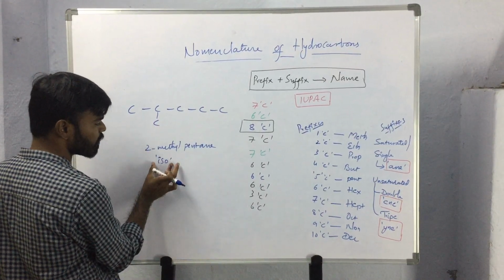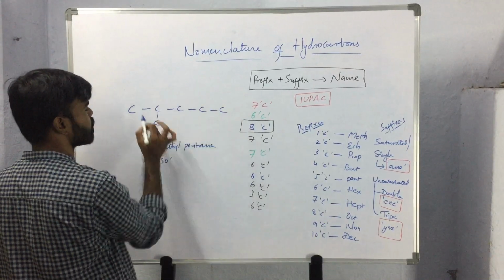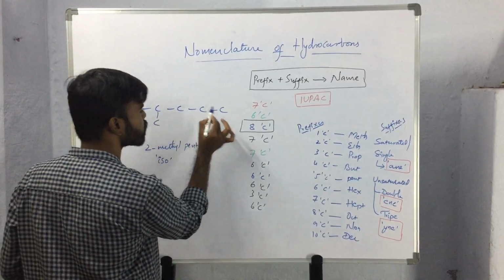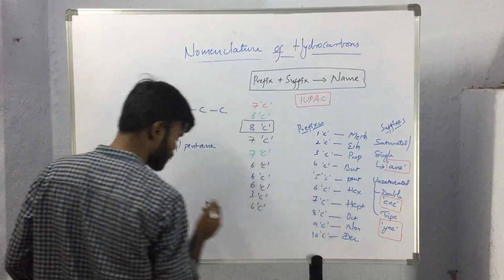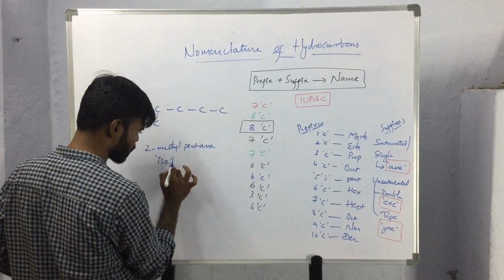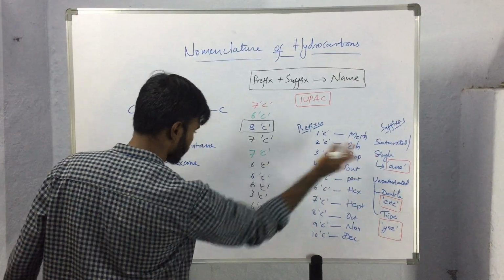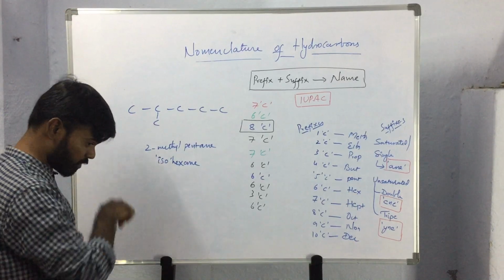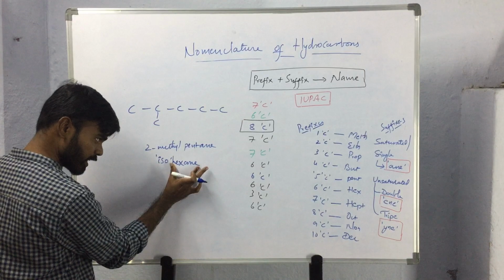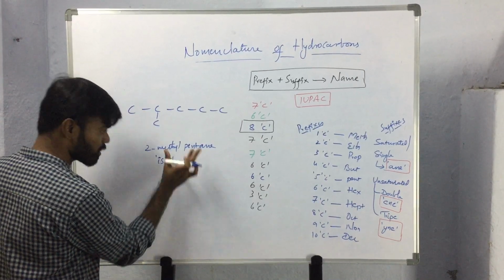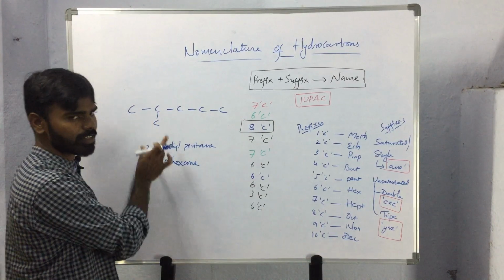If we are using the prefix iso, we have to count all the carbon atoms: 1, 2, 3, 4, 5, 6. So a total of 6 carbon atoms are present. For 6 carbon atoms we use the prefix hex, and as it is a saturated compound, we use A. So isohexane. This name indicates the presence of 6 carbon atoms, and the second carbon atom has the methyl substituent.